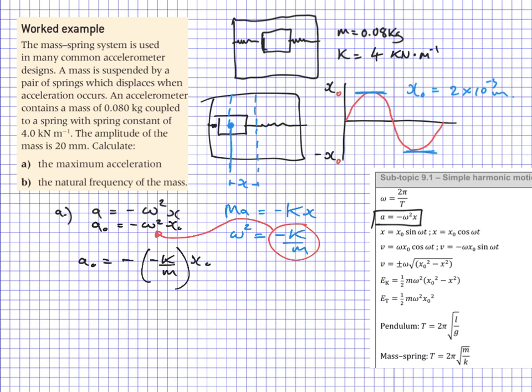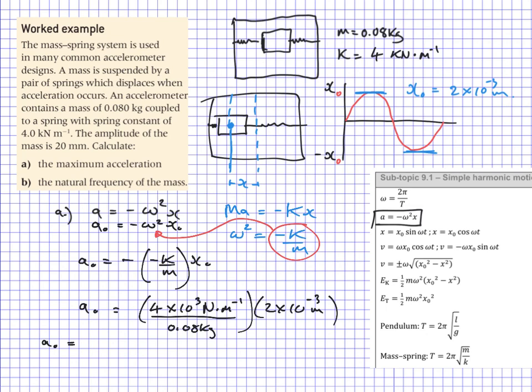So in other words, let's go ahead and plug these in. I can cancel out the negatives. The maximum acceleration of this spring system is going to be, let's put the numbers in, my k is 4 kilonewtons, so that's 4 times 10 to the 3 newtons per meter, and then that is going to be all over the mass, which is 0.08, and then multiplied by the displacement, which happens to be also the maximum displacement given that we've understood our system, and that's going to be 2 times 10 to the negative 3, in other words 20 millimeters. And so if I plug all that in, I get my value.